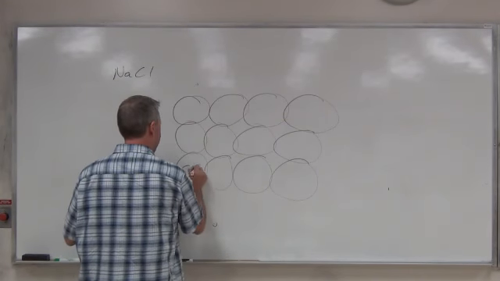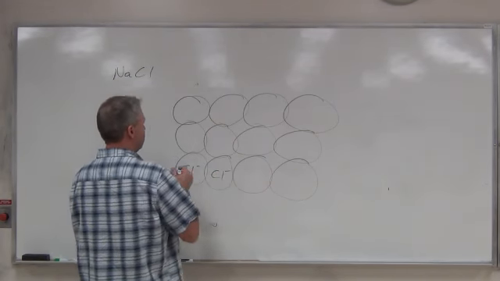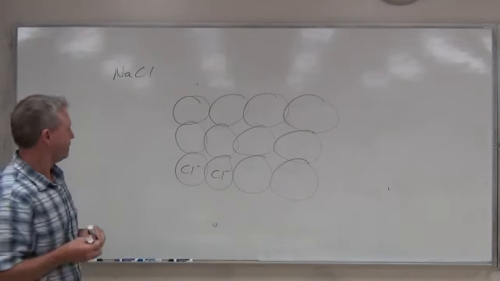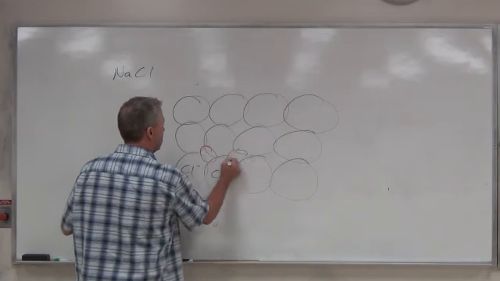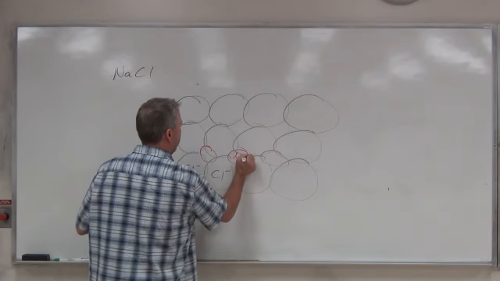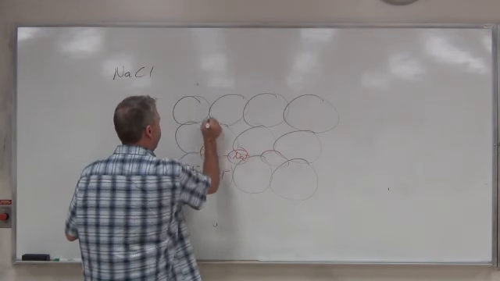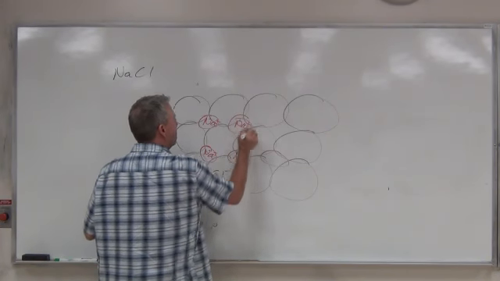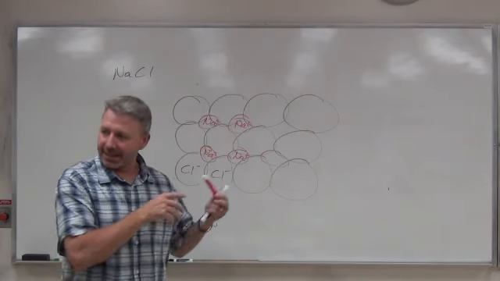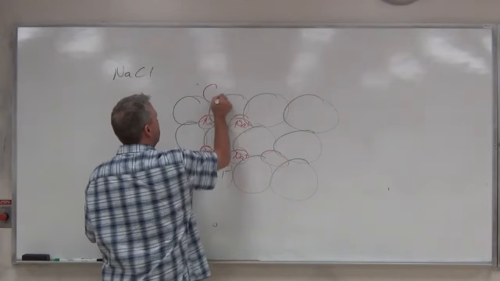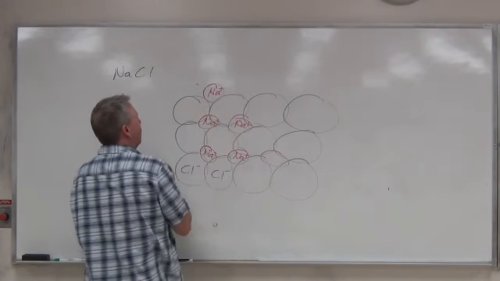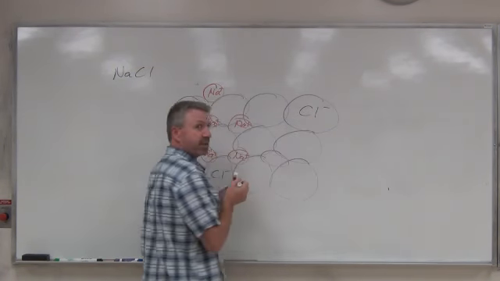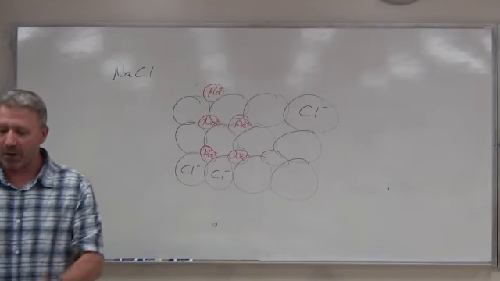So these would be our Cl minuses. And then in between, we have a little Na plus. And again, this is a body-centered cube. Spatial orientation is not exact in this two-dimensional drawing. But what we see is that, and this is consistent with any ionic compound that you put in water.